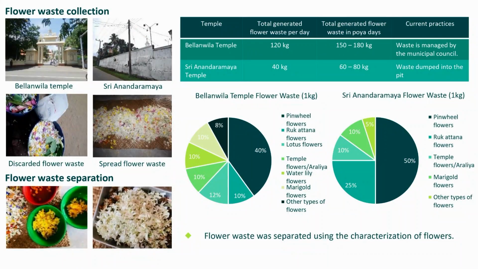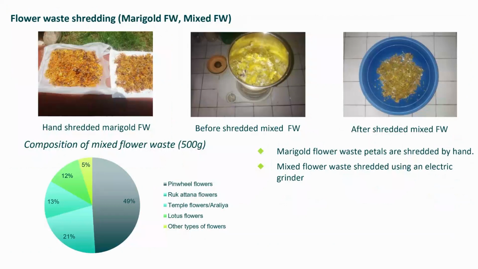Flower waste was collected from near two temples. The two charts below show the types of flower percentage, which include 1 kilogram of flower waste from those two temples. The collected flower waste was separated using the characterization of flowers. I selected 500 grams of marigold flower waste and 500 grams of mixed flower waste for this study.